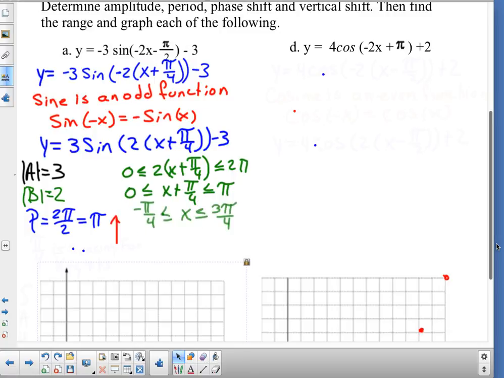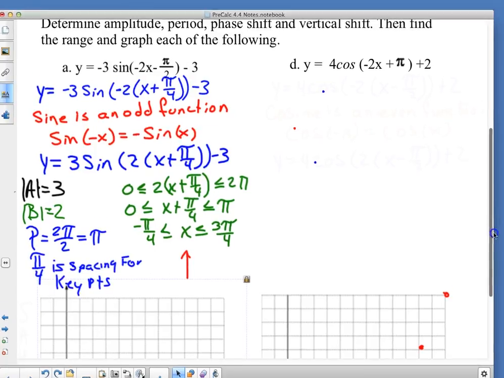I'm going to subtract that pi over 4, and I've got x by itself, so I'm going to shift it to the left, as we'd expect the way it's written there. I'm going to shift it to the left, and I'm going to actually shift it down 3 units as well. So our spacing is pi over 4, but now we're going to shift it pi over 4, and we're going to go up pi over 4.